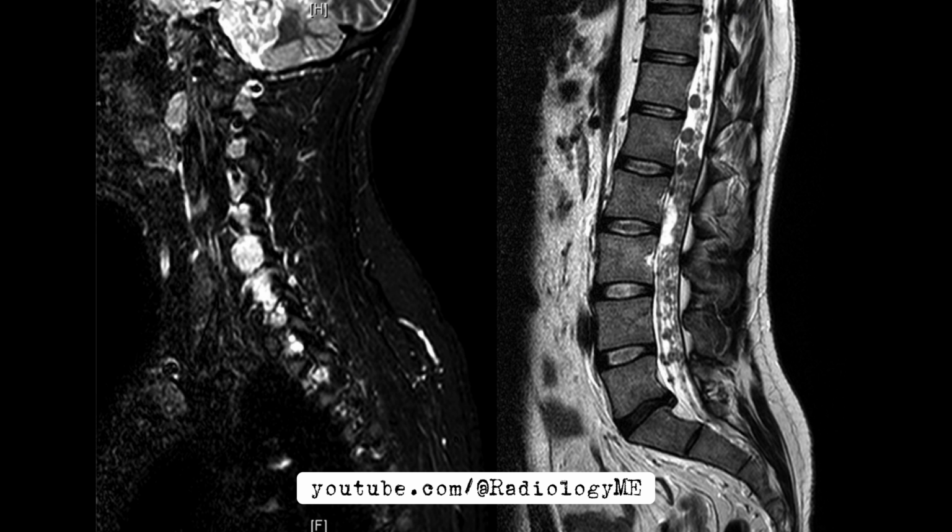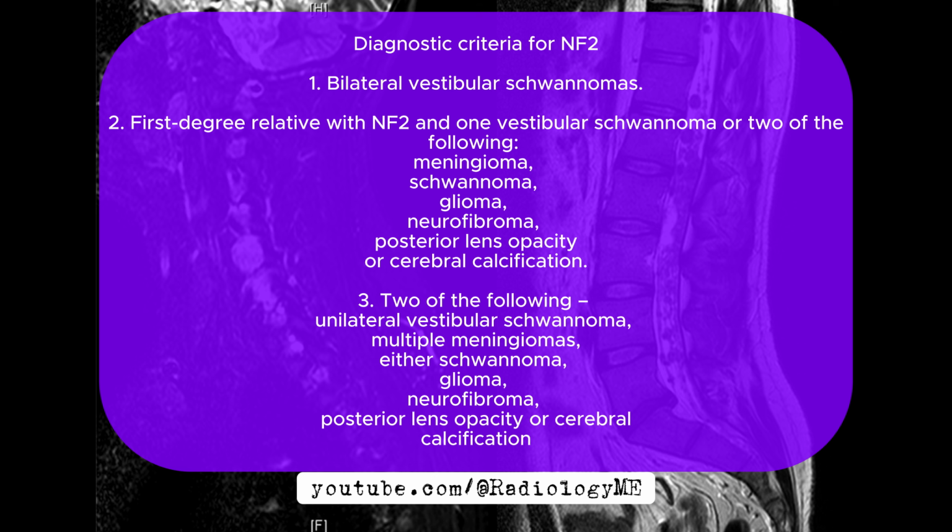In terms of diagnostic criteria for NF2, the presence of bilateral vestibular schwannomas is a key indicator. Alternatively, if a patient has a first-degree relative with NF2 and one vestibular schwannoma, or two of the following: meningioma, schwannoma, glioma, neurofibroma, posterior lens opacity, or cerebral calcification, the diagnosis can be made. Moreover, having two of these tumors without a family history can also be considered diagnostic.